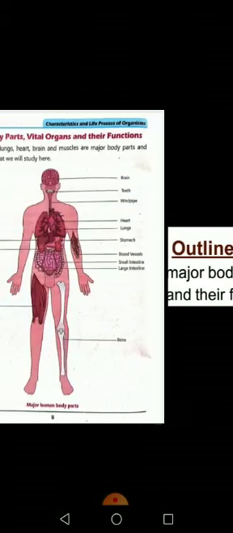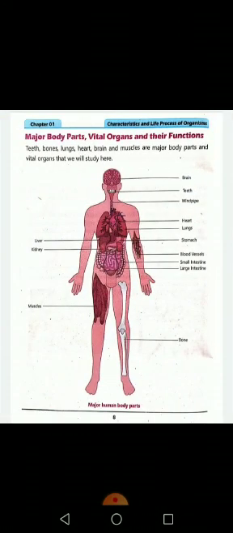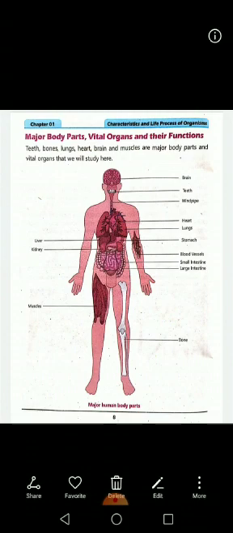Now come towards today's lecture. In today's lecture, we will discuss major body parts, vital organs and their functions. First have a look at your book page. On this page you have the topic of major body parts, vital organs and their functions. So, students, teeth, bones, lungs, heart, brain, and muscles are all major body parts of the human body. We will discuss these body parts one by one.